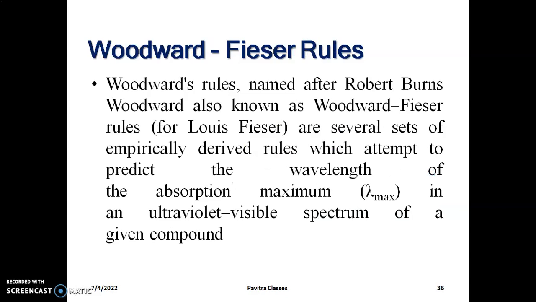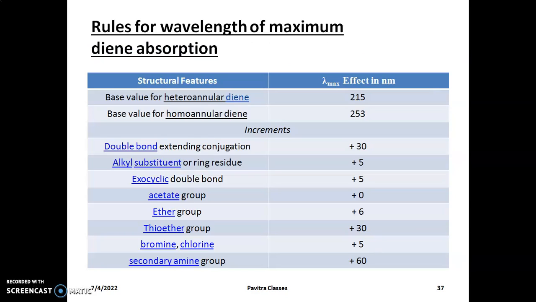Next is the Woodward-Fieser rule. In Woodward's rule, the scientist named Robert Burns Woodward theoretically explained how to calculate the lambda max of a compound from the structure of that particular compound. This is the calculation part. There are several sets of empirically derived rules for the calculation of the lambda max, the wavelength of the absorption maximum in the UV and visible spectrum. These are some values. By adding the base value and the increments for bonds, alkyl groups or any other groups, the lambda max can be calculated.